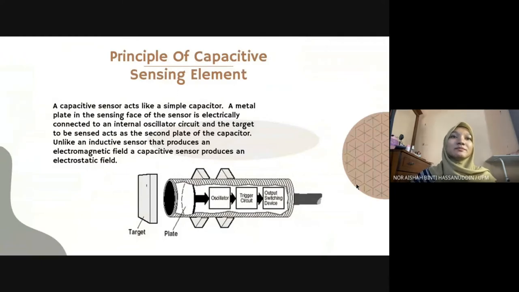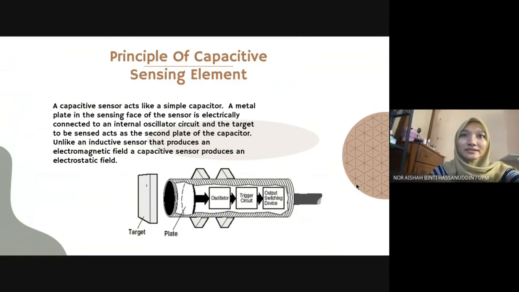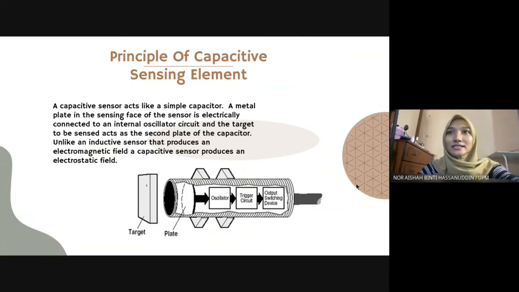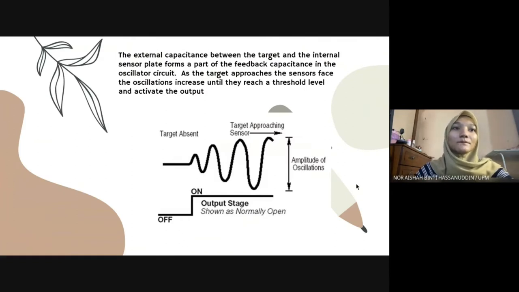So the principle of the sensing element: a capacitive sensor acts like a simple capacitor. A metal plate in the sensing face of the sensor is electrically connected to an internal oscillator circuit, and the target to be sensed acts as the second plate of the capacitor. Unlike an inductive sensor that produces an electromagnetic field, a capacitive sensor produces an electrostatic field. The external capacitance between the target and the sensor plate is part of the feedback capacitance in the oscillator circuit. As the target approaches the sensor, the amplitude of the oscillation increases until it reaches the threshold level and activates the output.